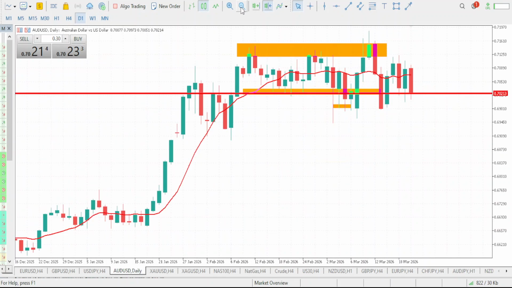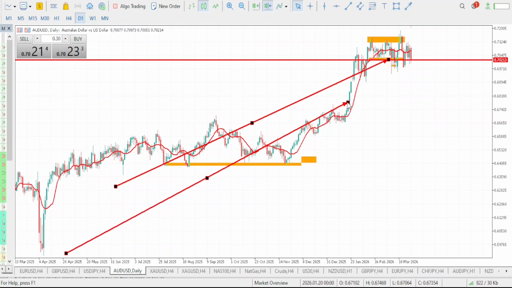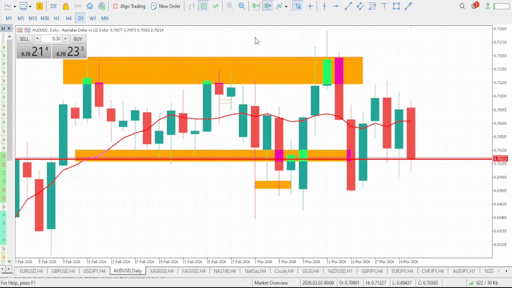Now let's go down to our daily time frame, guys. This is our main trend. We are in an uptrend move, so it is very much bullish, right? Now, if you zoom in right here, you see that this is the current trend. And the current trend is what? It is ranging. So the current trend is very much ranging.